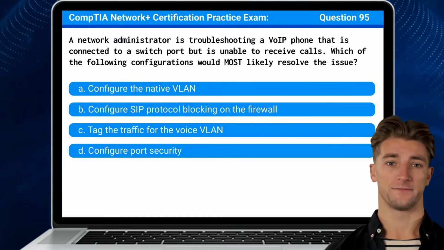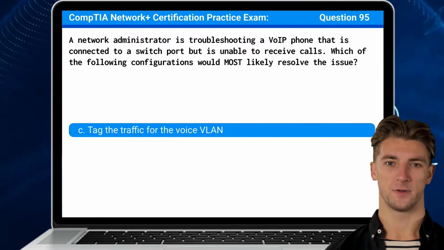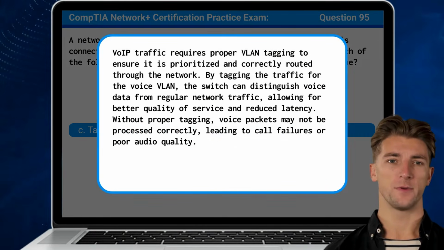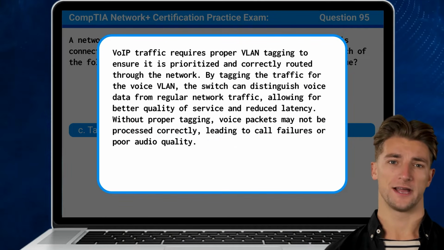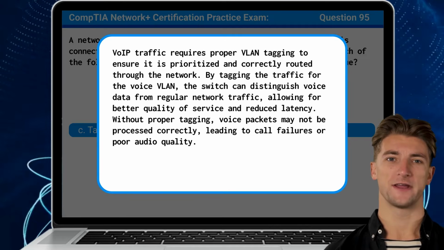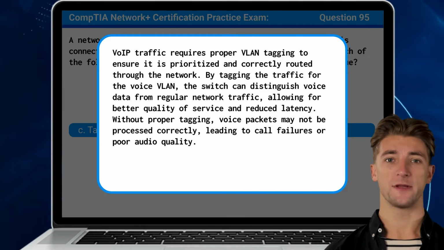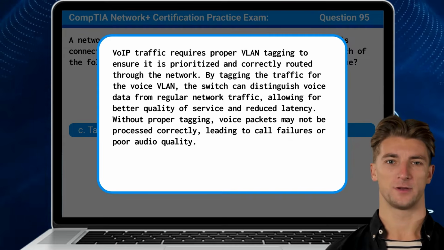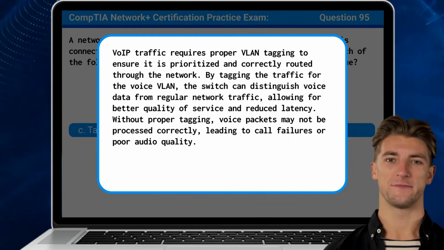The answer is C. Tag the traffic for the voice VLAN. Voice-over IP traffic requires proper VLAN tagging to ensure it is prioritized and correctly routed through the network. By tagging the traffic for the voice VLAN, the switch can distinguish voice data from regular network traffic, allowing for better quality of service and reduced latency. Without proper tagging, voice packets may not be processed correctly, leading to call failures or poor audio quality.